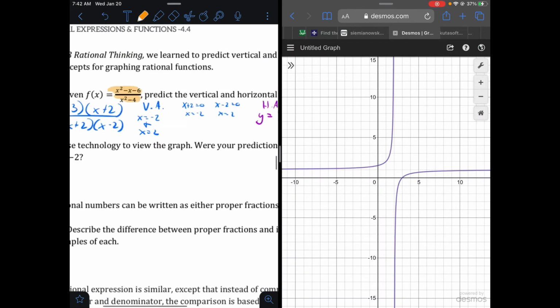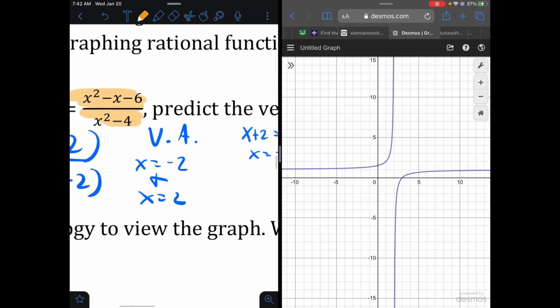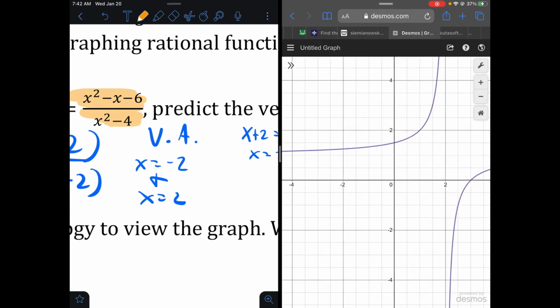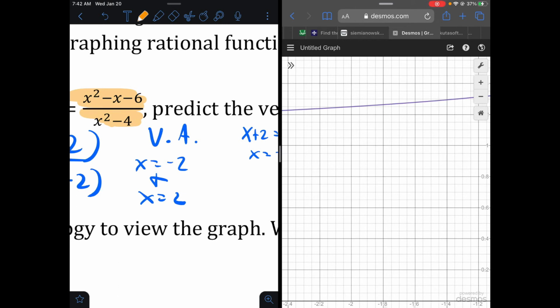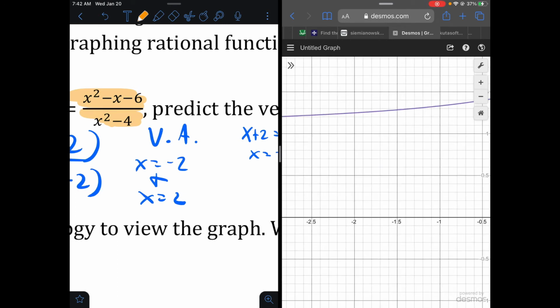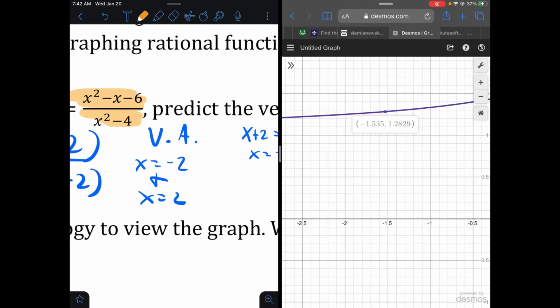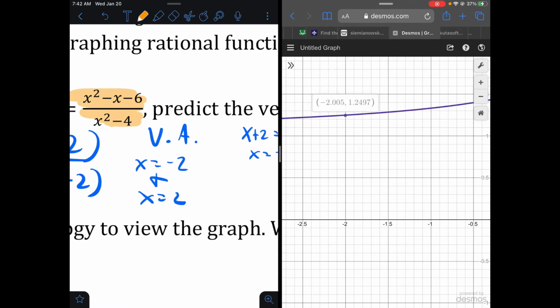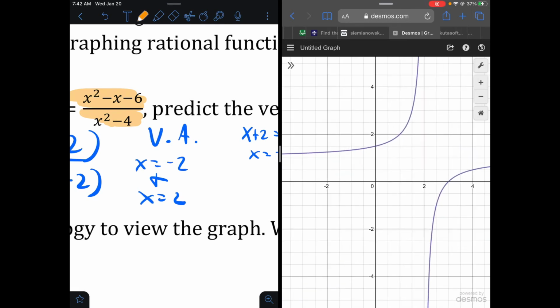We said that we're going to have a vertical asymptote at x equals 2 and x equals -2. Well, if you look at -2, we actually don't have a vertical asymptote here. Do you see how there's no vertical asymptote at -2? Let's see if I put my pen there. What does it say? It says undefined. You can see it did say undefined, -2, undefined. So it's actually undefined at -2.